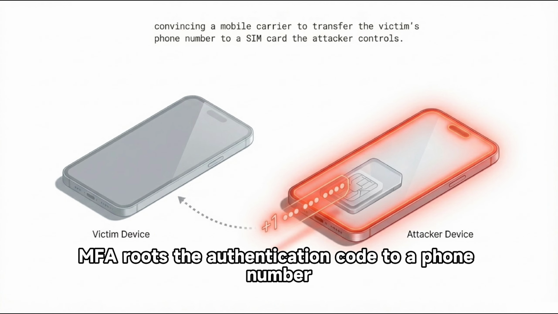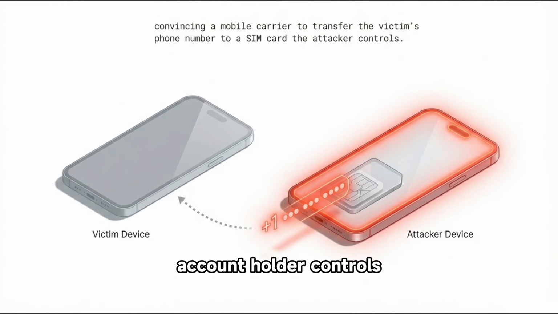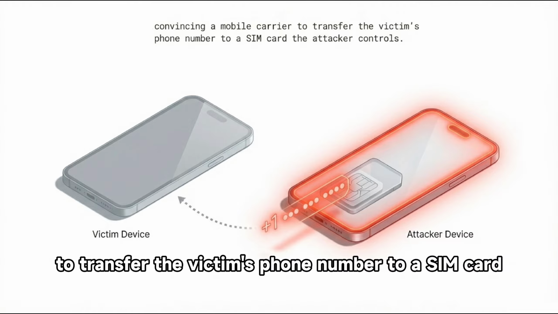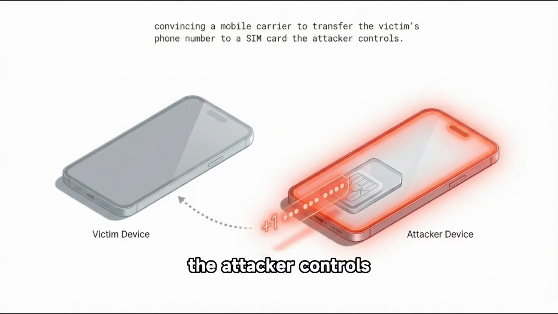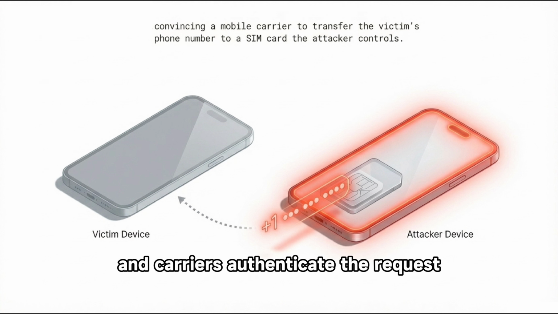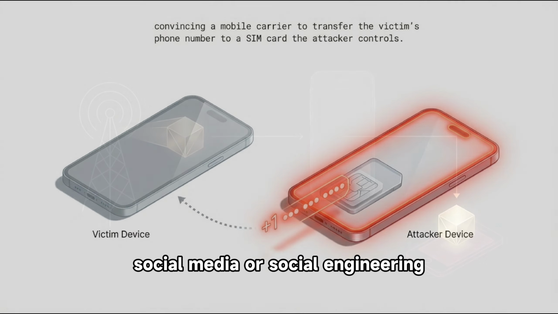SMS-based MFA routes the authentication code to a phone number. The security assumption is that only the legitimate account holder controls that number. SIM swapping attacks break that assumption by convincing a mobile carrier to transfer the victim's phone number to a SIM card the attacker controls. The carrier is the verification point, and carriers authenticate the request using information that is often available from prior breaches, social media, or social engineering.